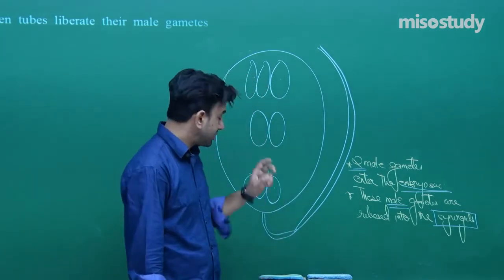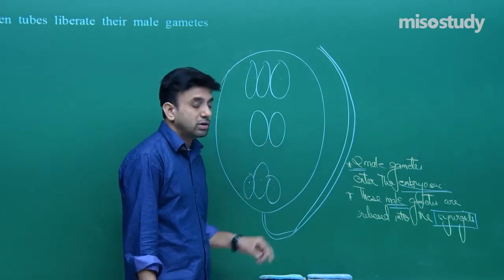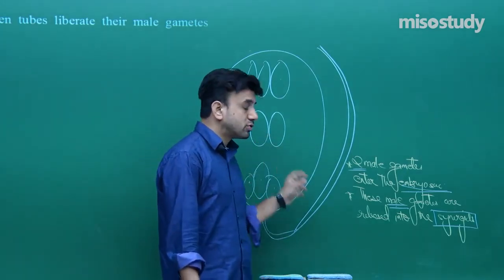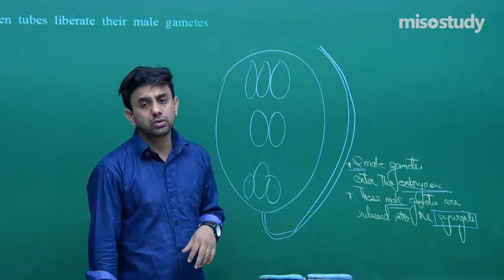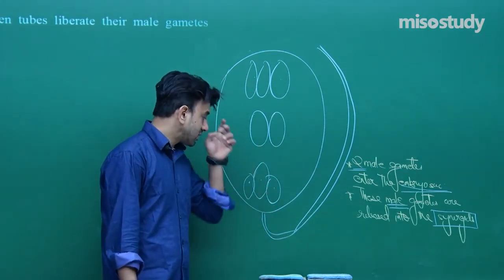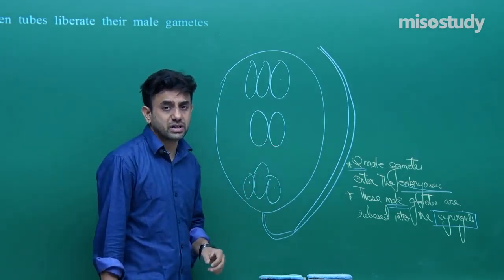One of them will move to the egg cell, and the other male gamete will move towards the central nuclei. One will move to the egg cell, and the other will move to the polar nuclei towards the center of the cell.